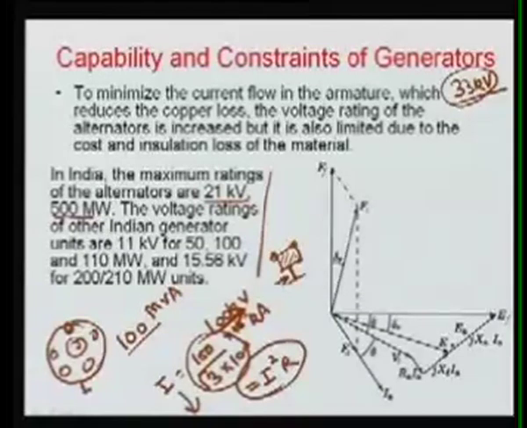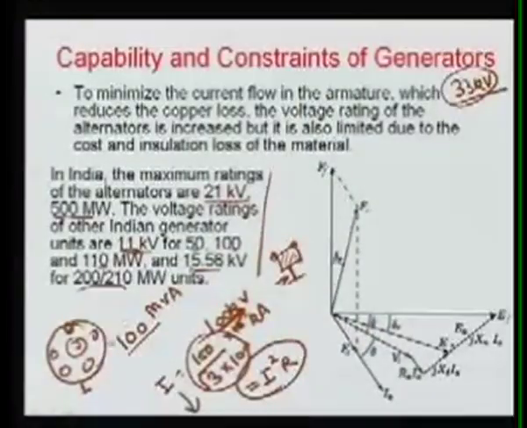The voltage rating of other Indian generator units is 11 kV for the 50, 110 and 100 megawatt units, and 15.65 kV, sometimes called 16 kV, for the 200 and 210 megawatt units. So we have two types of alternators: one is the round rotor and the other is the salient pole. Salient pole alternators, as I said, we use in hydro, but for thermal or steam turbines, where they rotate the alternators, we use round rotor. Now the phasor diagram to know the capability. These are the various voltage ratings.